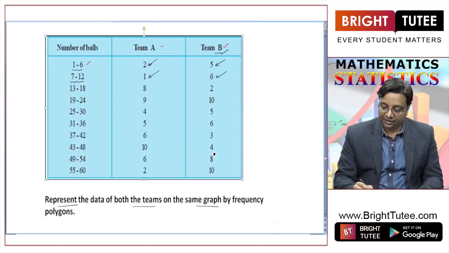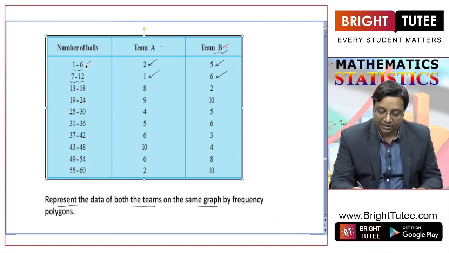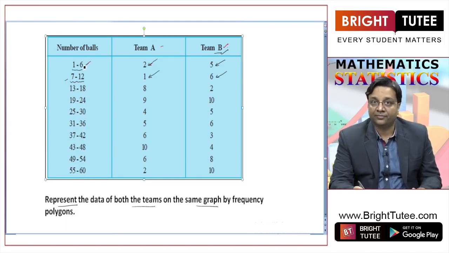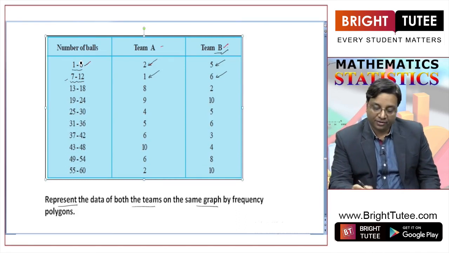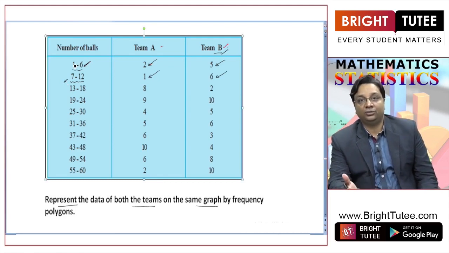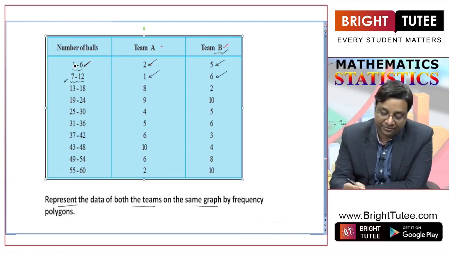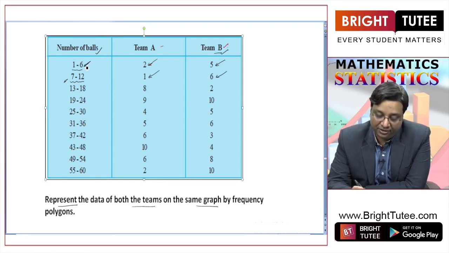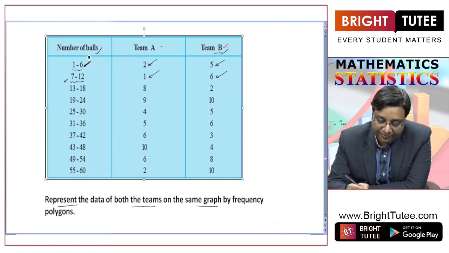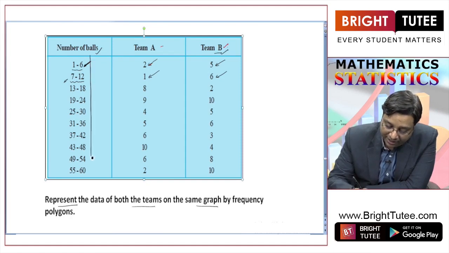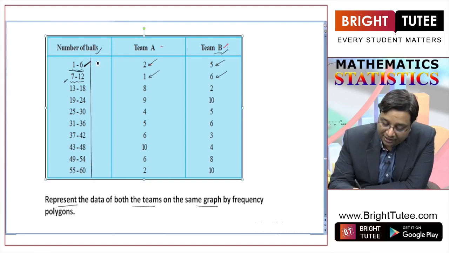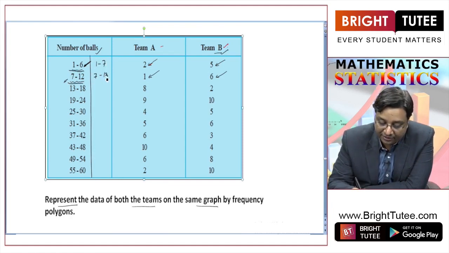Now if you look at these classes, they are discontinuous, right? 6 and then 7, there is a gap of 1. So what do we do to make it continuous? We divide the gap by half and then subtract it from the lower limit and add it to the upper limit. But in this particular question, this is about number of balls. So if I add 0.5 to 6, it will become 6.5 balls, which doesn't make sense in this question. So the appropriate way to make it continuous will be if I take this class as 1 to 7, right, and this class as 7 to 13.